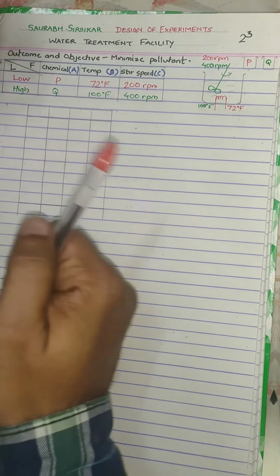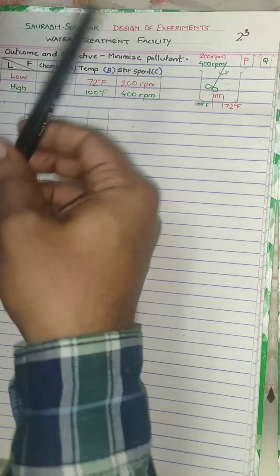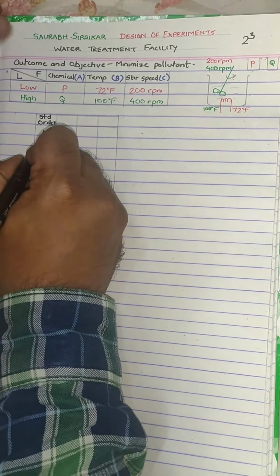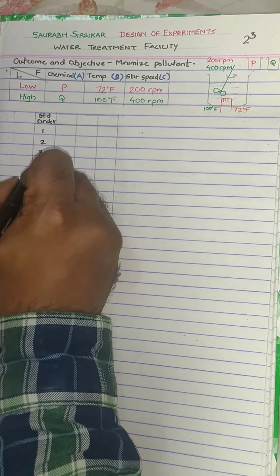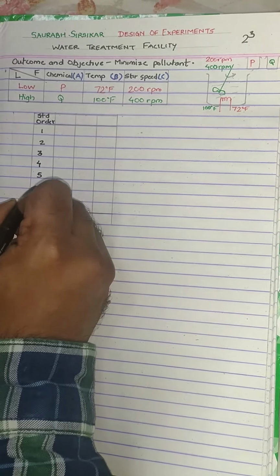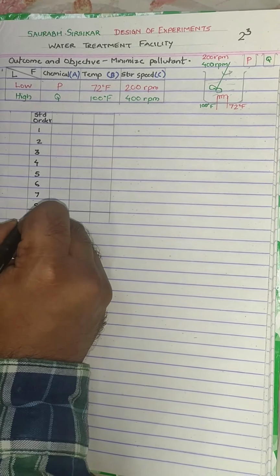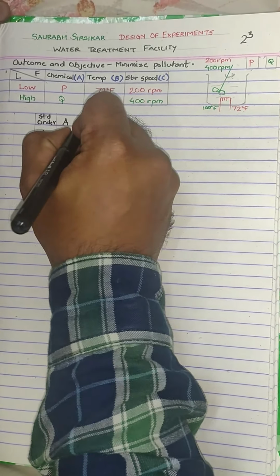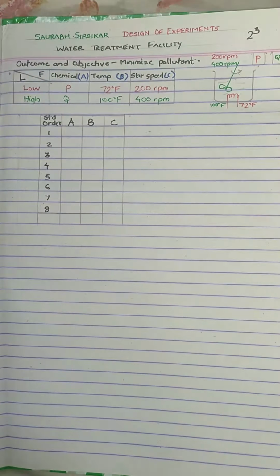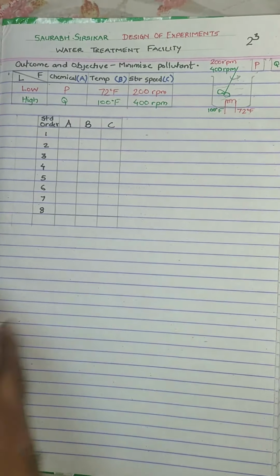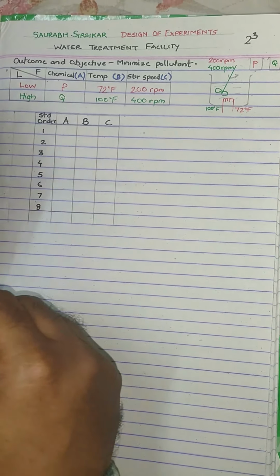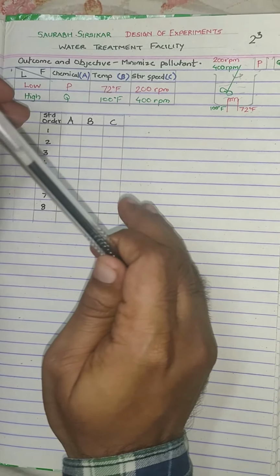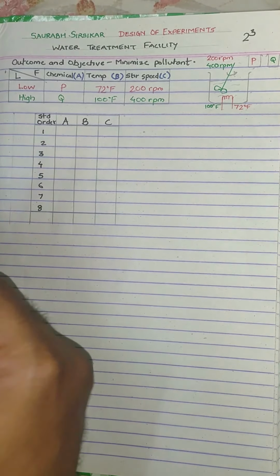To design the experiment, we will write first the standard order: 1, 2, 3, 4, 5, 6, 7 and 8. Now I have factors A, B and C. So how do I design a combination such that each combination possible will be covered? So I have to make a sequence like this.